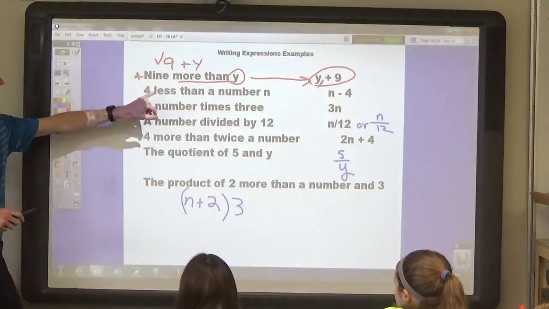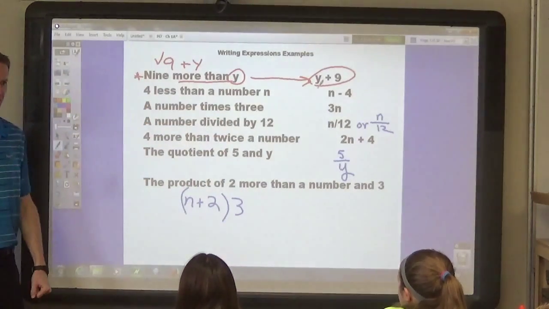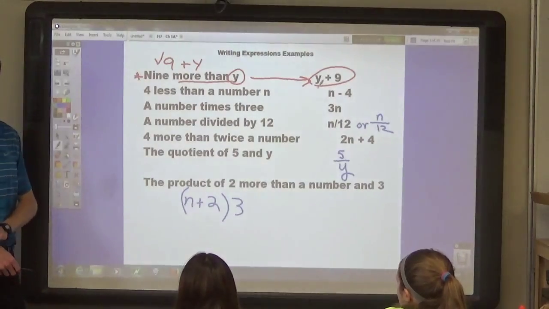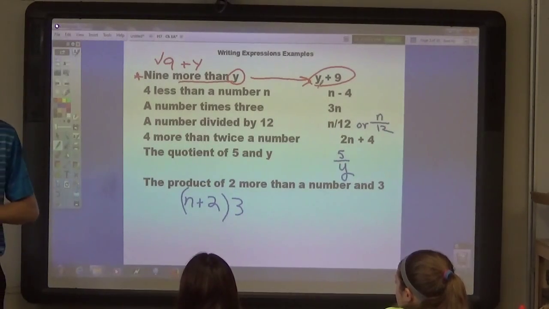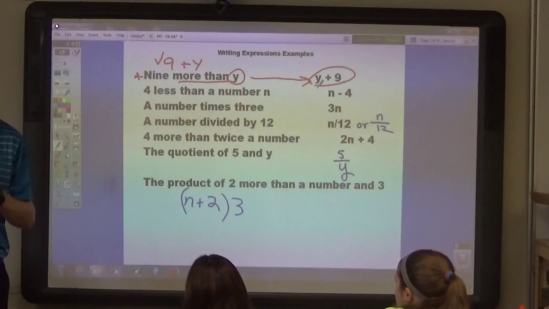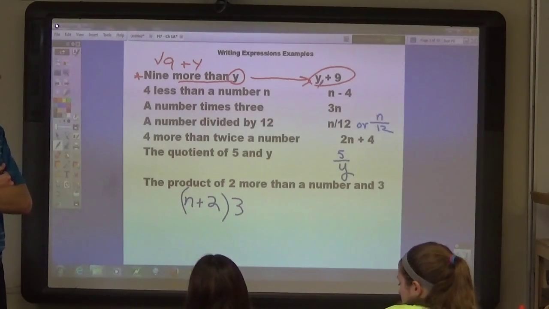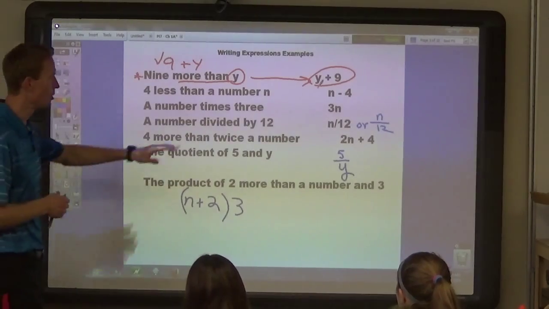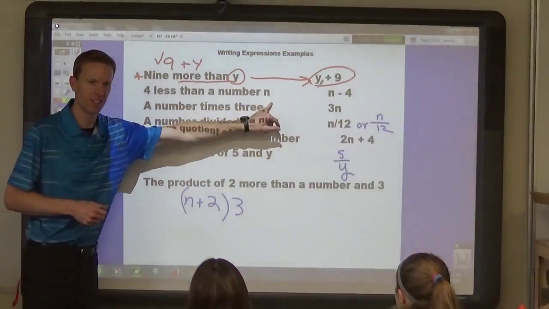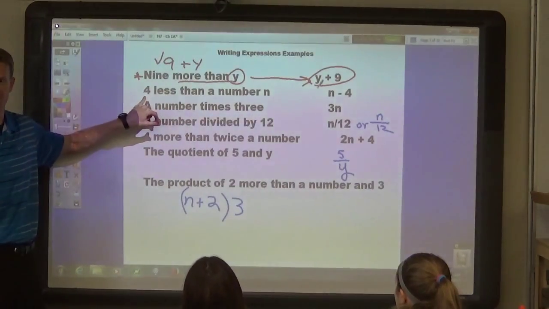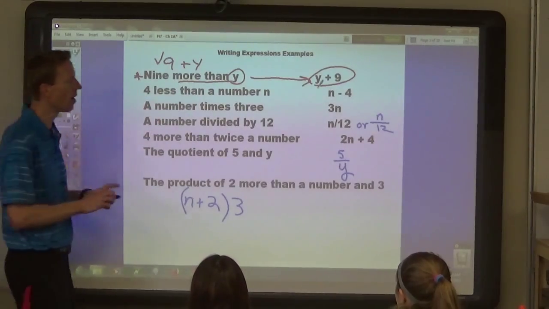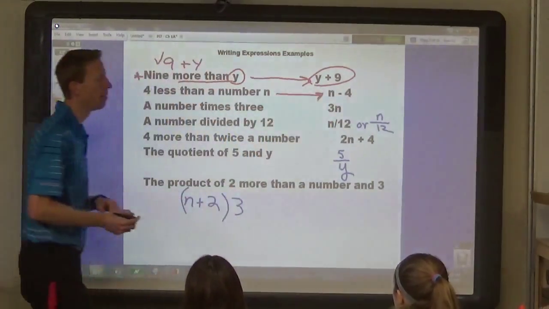Then, 4 less than a number. Now this is where it is really important to understand what amount you're starting with. Whenever you're doing subtraction or writing subtraction expressions, you have to know what you're starting with. Okay? So what is the starting amount in this? Garrett? N or a number? Yes. Yep, you're starting with a number n and taking away 4. 4 less than n. Okay? So that's why this one is n minus 4.